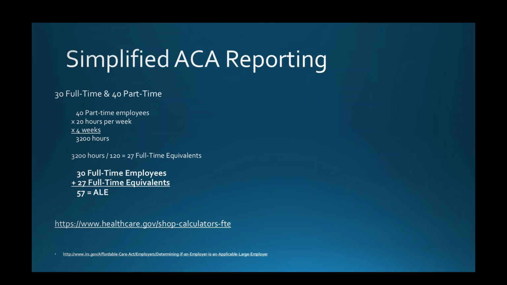That number is then taken for that month, and you average it over all 12 months of the calendar year. So if you had 57 in January and 52 in February and 40 in March, you add all those up and divide by 12 to determine your full-time equivalent status. You spend a lot of time going around and around on that. Most people know whether they're under 50.